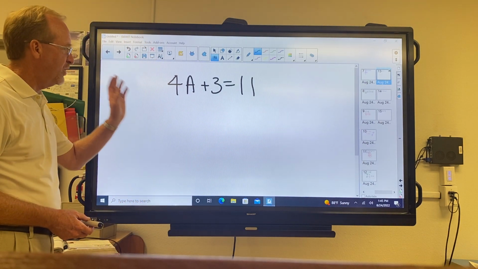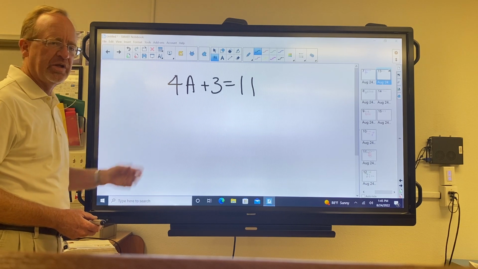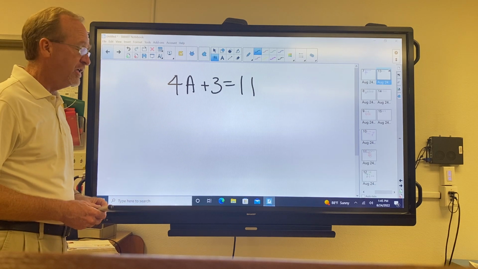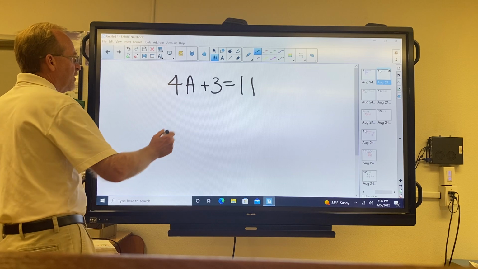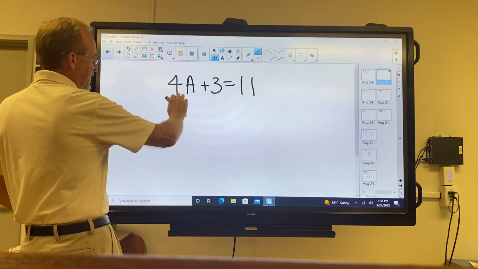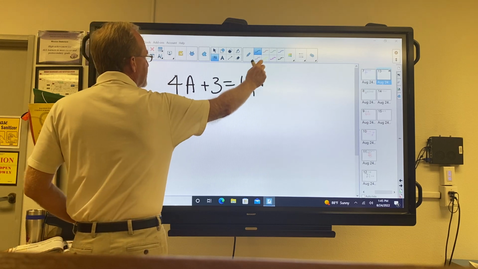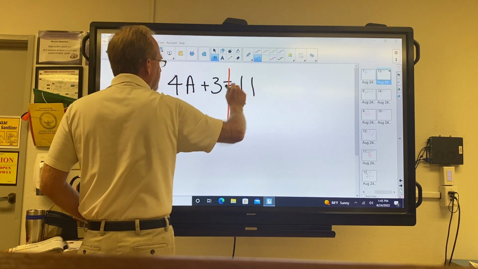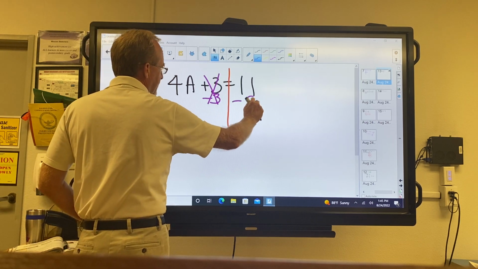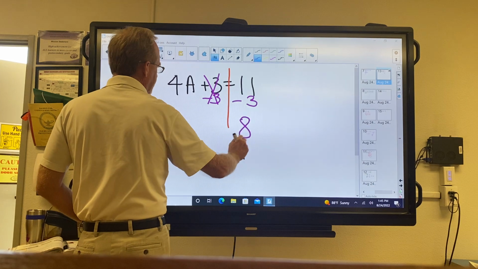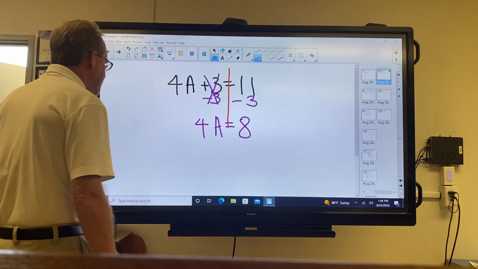Just to review, remember that when you're doing two-step equations, you can do whatever you like: add, subtract, multiply, divide in any combination. The only thing is, if you do it to one side, you have to do it to the other. So here, I like my a's on this side, so I've got 4a + 3 equals 11 to finish it. So I'm going to subtract 3 here. If I do it to one side, it needs to happen to the other. So I'm going to say 4a is equal to 8.